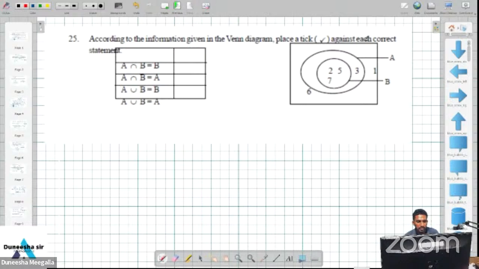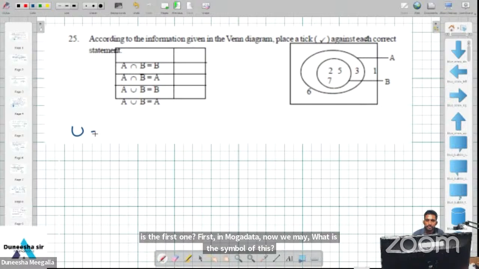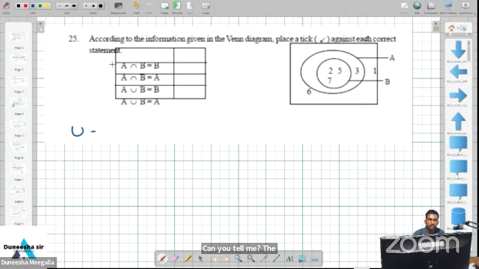What is the first one? What is the symbol of this? What is the operation? Can you tell me? Satish? Union. Yes, union. Then this one is? Intersect. Yes, intersect.